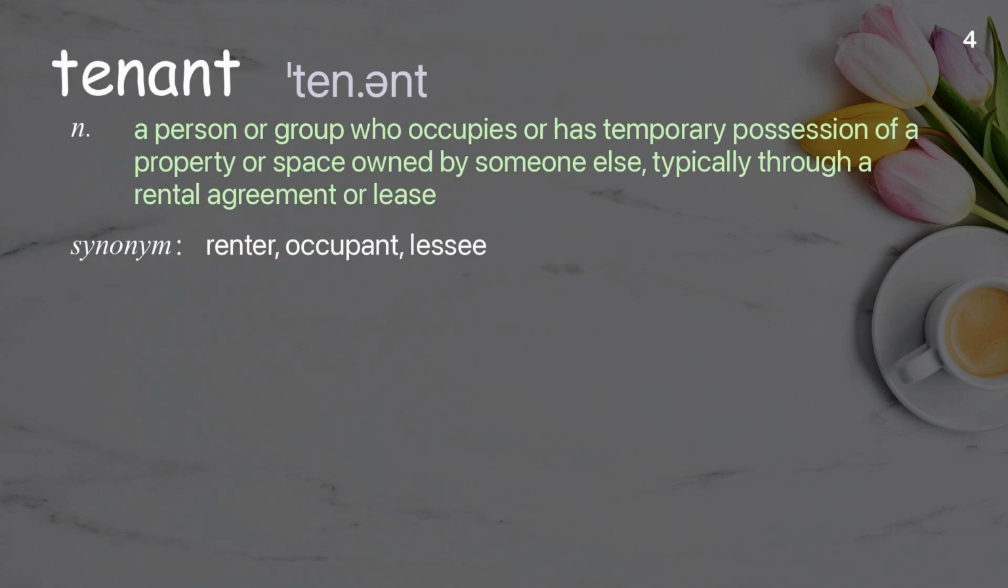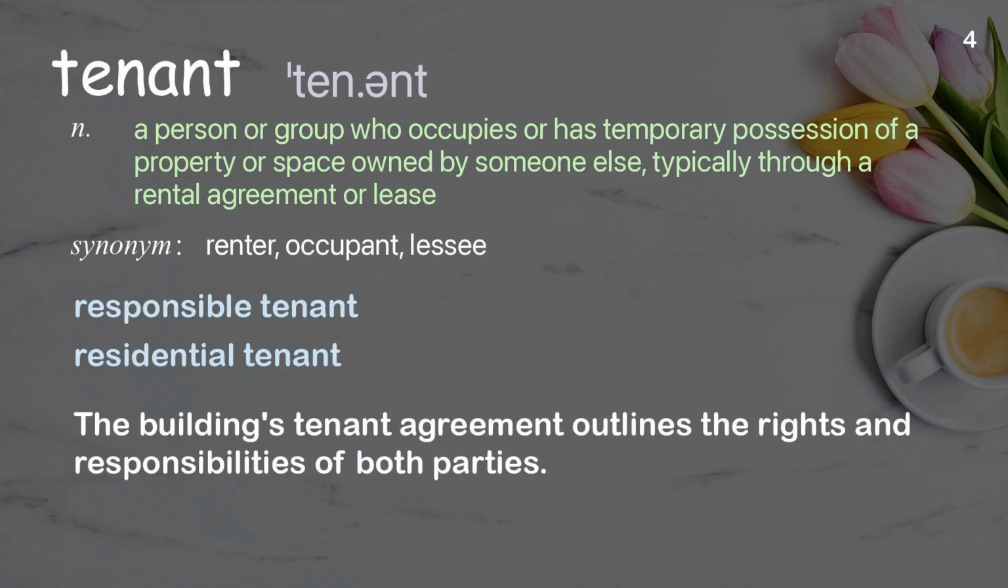Tenant. A person or group who occupies or has temporary possession of a property or space owned by someone else, typically through a rental agreement or lease. Examples: Responsible tenant. Residential tenant. The building's tenant agreement outlines the rights and responsibilities of both parties.